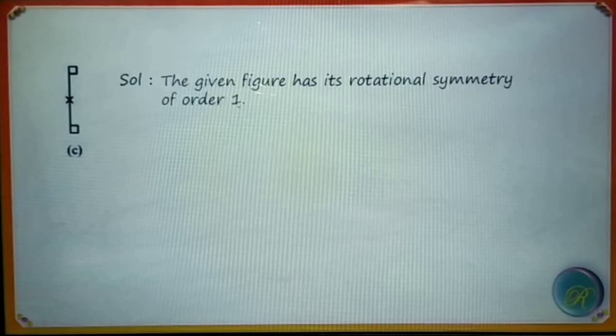Figure C. Solution. What about the angle of rotation so that you will get the same shape? When we rotate this figure about 360 degrees, then we will get the same shape. Therefore, the given figure has its rotational symmetry of order 1.